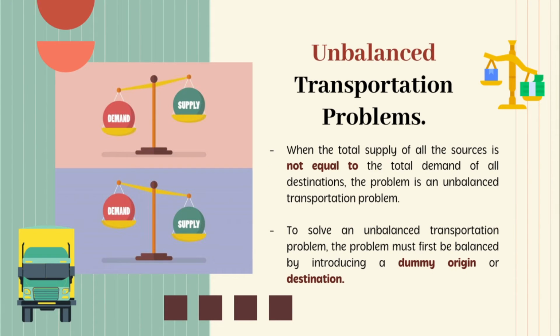Imbalanced transportation problems. When the total supply of all the sources is not equal to the total demand of all destinations, the problem is an imbalanced transportation problem. To solve an imbalanced transportation problem, the problem must first be balanced by introducing a dummy origin or destination.